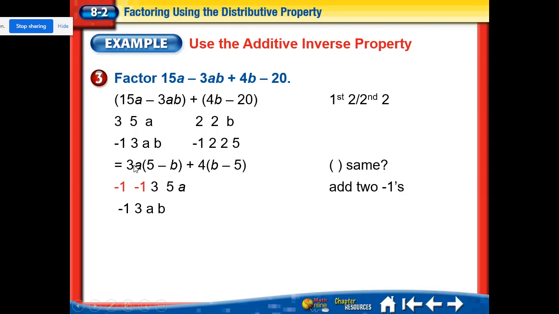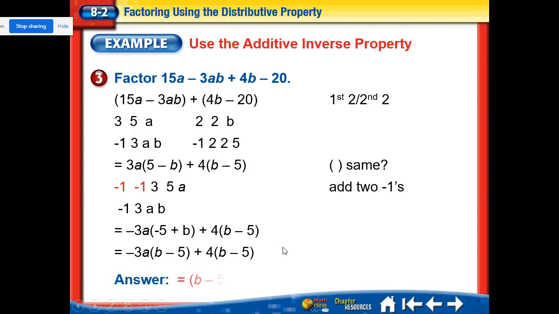And then I have that still, that negative 1, 3, a, and b. Now when I look for what's in common, it's negative 1 and 3 and a. So I get negative 3a, and then it's negative 5 plus b. Well, negative 5 plus b I can just rewrite as b minus 5. And now they're exactly the same, and now I can go ahead and write my answer.